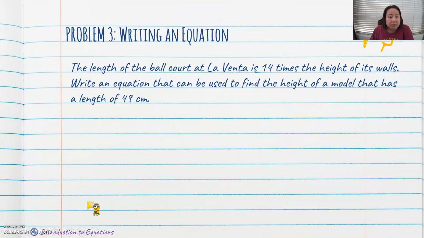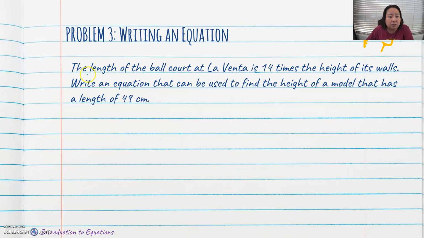Let's have another example here. The length of the ball court at La Venta is 14 times the height of its wall. We are being asked to write an equation. We do not have to solve for it. So let's take into consideration some of the mentioned information.